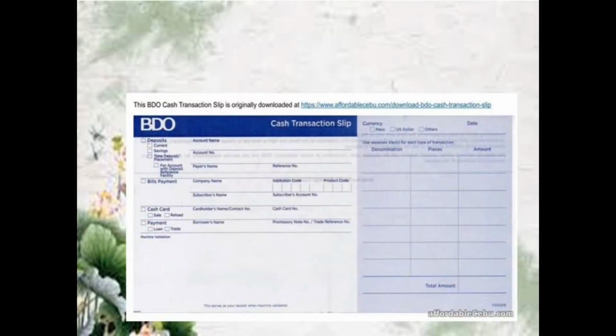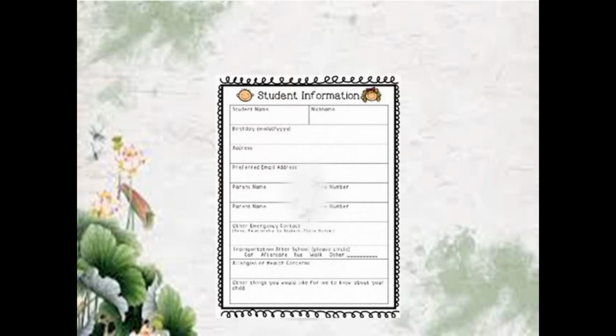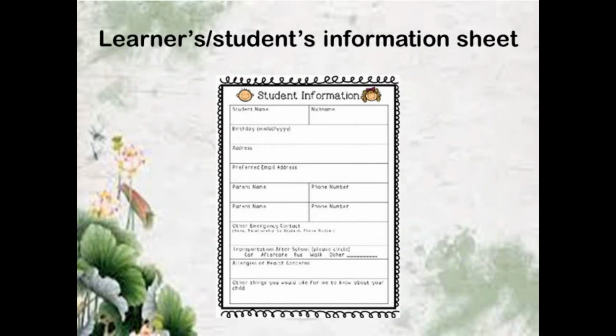Next. What is this? Yes, it's a bank slip. What is this? Yes, it is a learner's or student's information sheet. And the last one, what do you call this? Correct, it's a borrower's card.